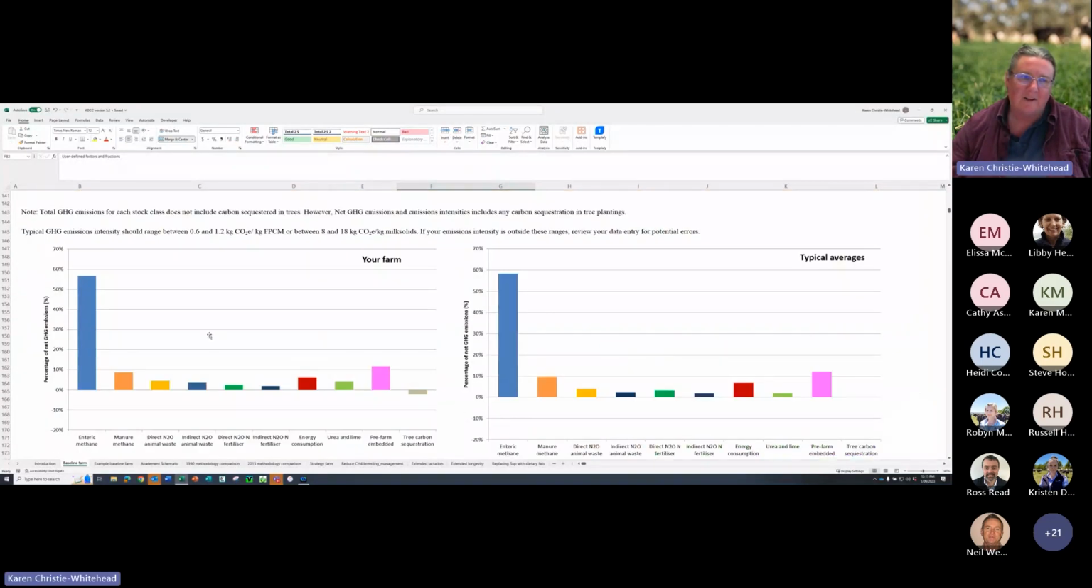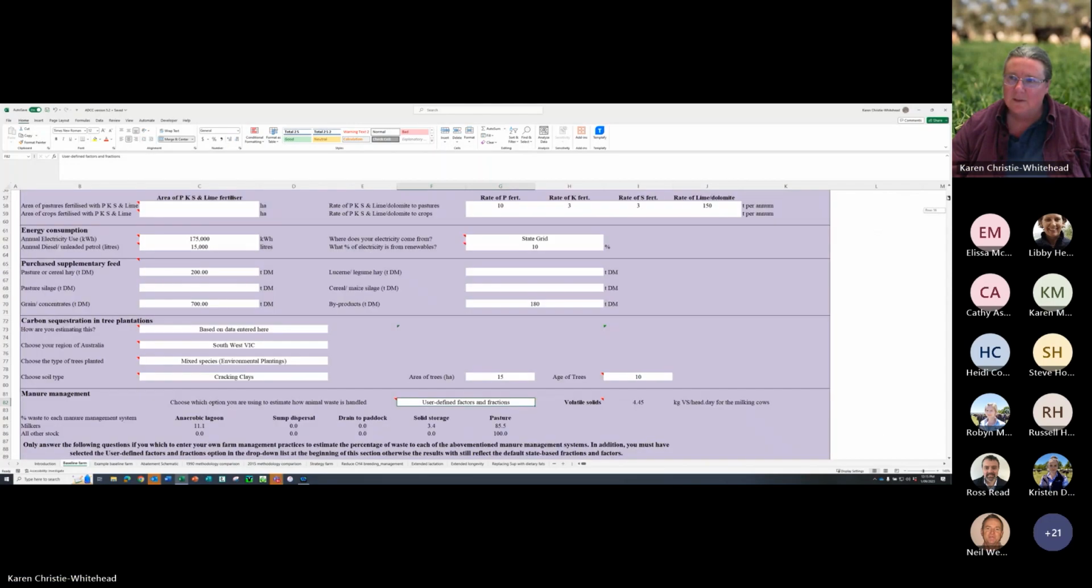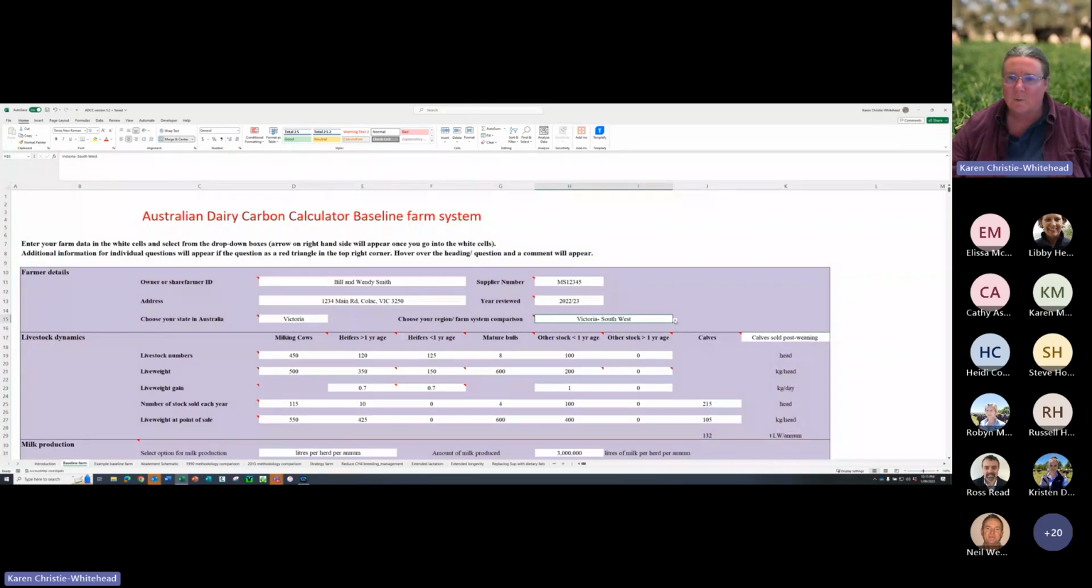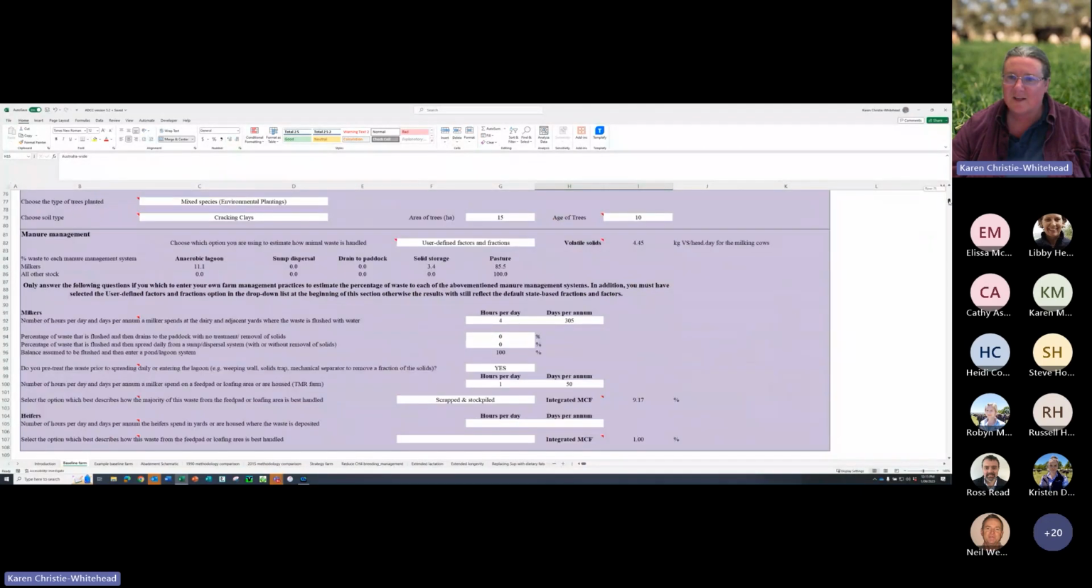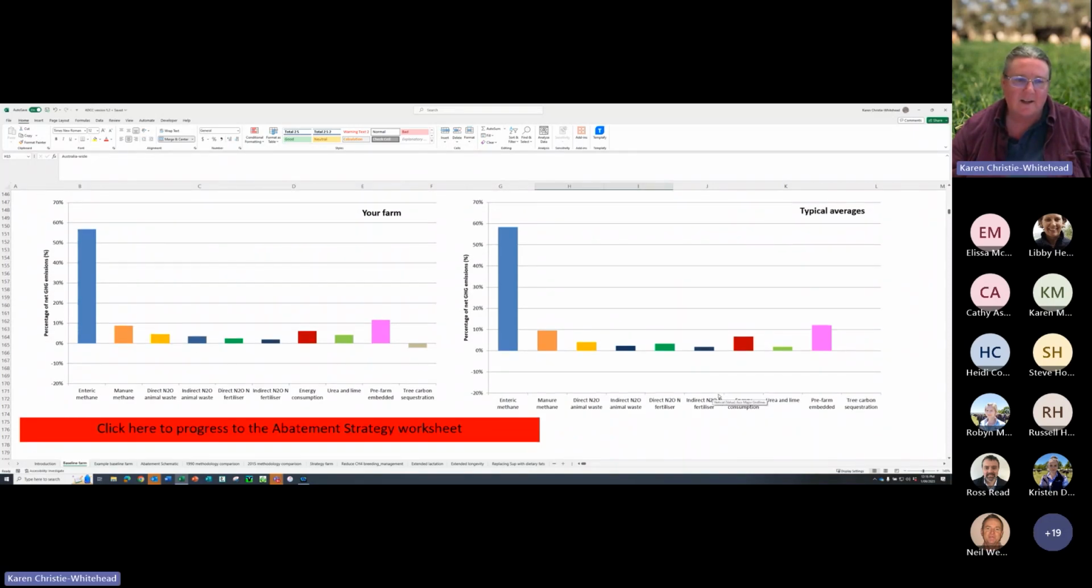And then we look at what your farm assessments look like, with enteric methane sitting around 57% and the different sources of emissions. And then this typical average is that Southwest Vic figure, and you've picked that up because right at the very top, we said we wanted to compare with Southwest Vic. You might have said, actually, I want to compare with Australia-wide, and how does my farm stack up versus Australia-wide? Actually, not that much different. So that's your baseline calculator.